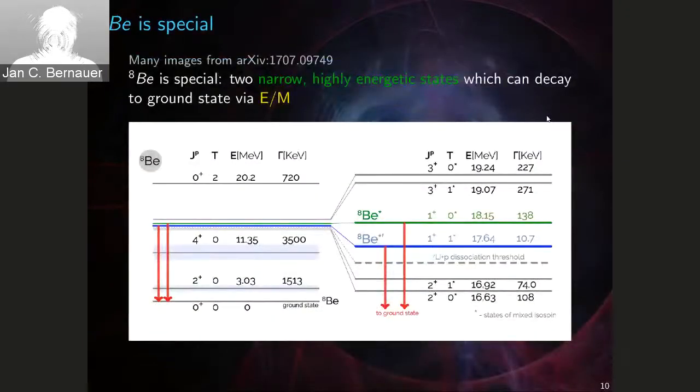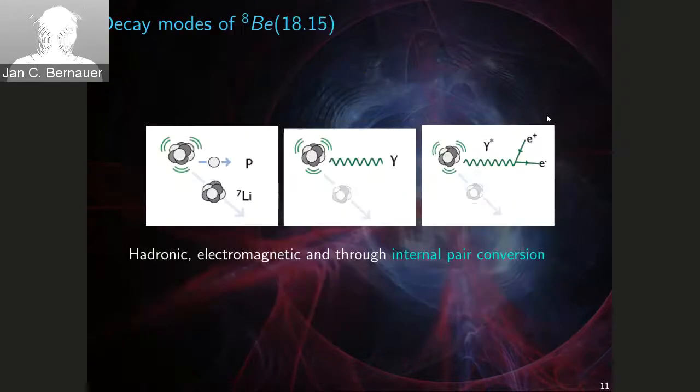Beryllium-8 is really special in some sense. It has two narrow, highly energetic states, which actually can decay in an electromagnetic mode to the ground state. So it can couple to the photon there and produce photons. So in that, beryllium has three decay modes. It can do hadronic decay, it can produce this photon, and this photon can also be virtual, and you get an internal pair conversion where you produce an e+ e- pair.